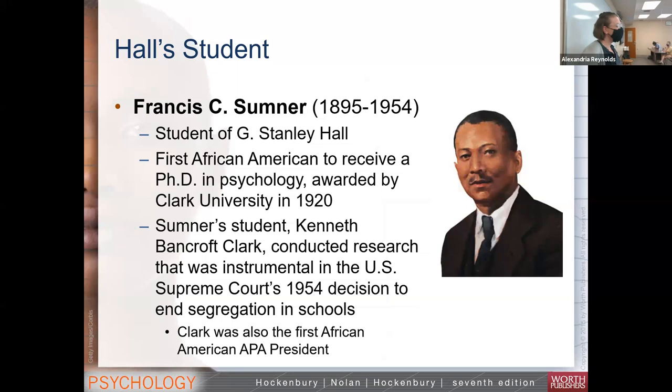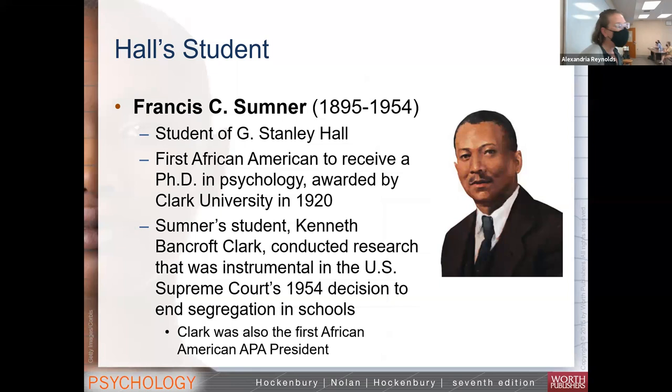He attended Clark University and was awarded his PhD in 1920. He was not only very influential, but was also a fantastic mentor. So he mentored a student named Kenneth Bancroft Clark. Now, Clark was very influential in the area of school segregation policies, okay? His research was all about the negative effects of discrimination, specifically on minority populations.